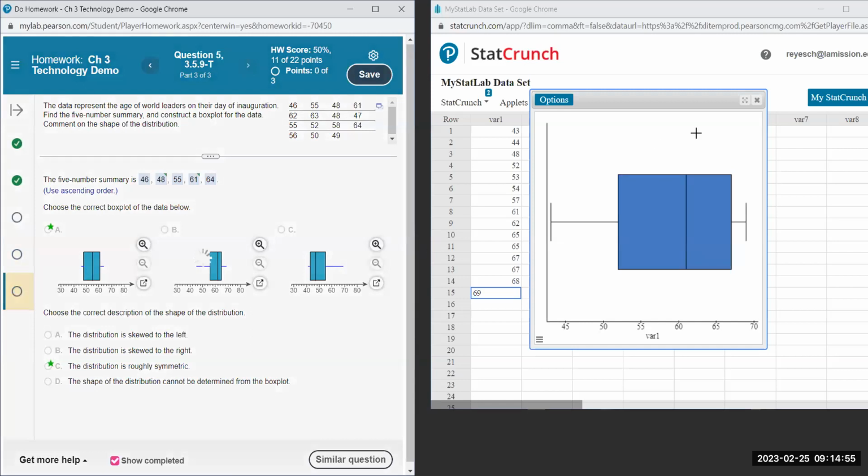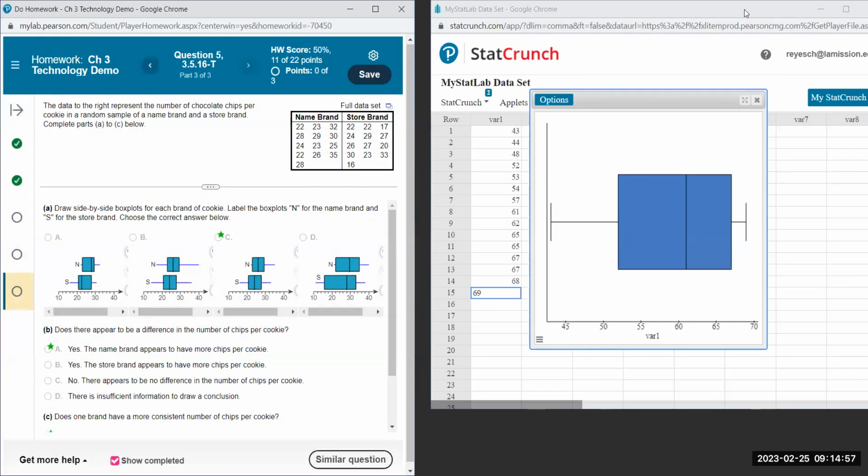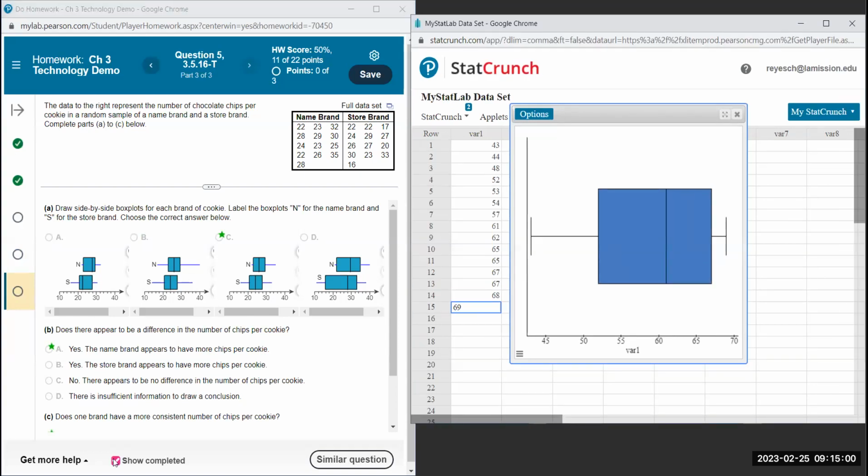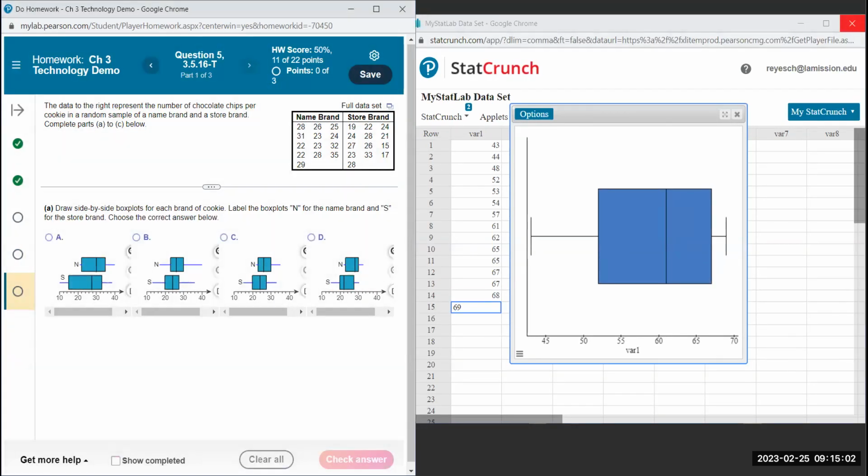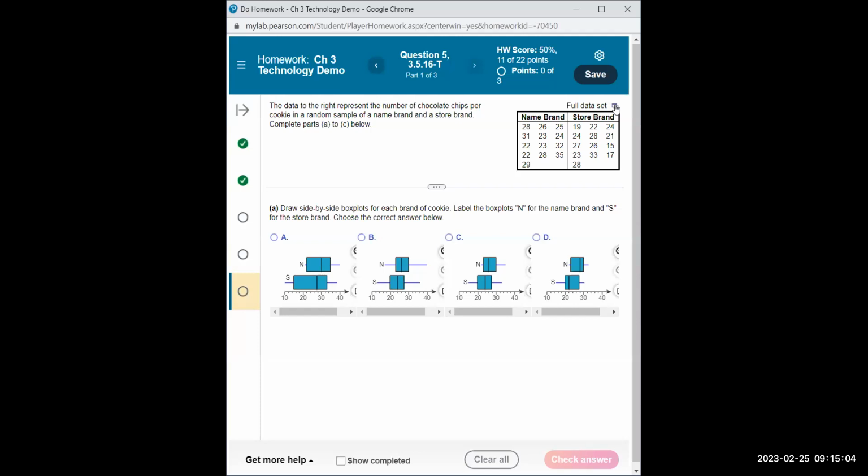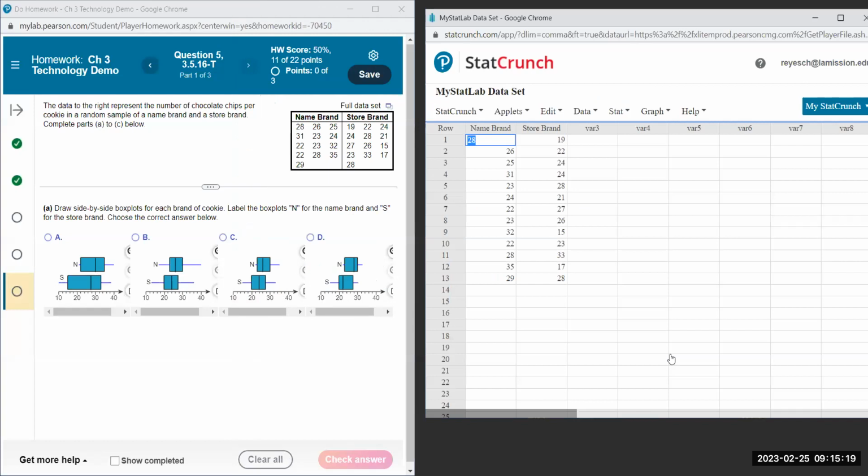Let's go to question 5. Open up your data in StatCrunch. The data at the right represent the number of chocolate chips per cookie in a random sample of a name brand and a store brand. Complete parts A to C below.